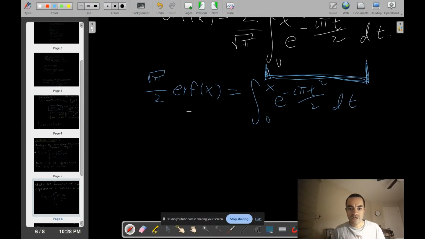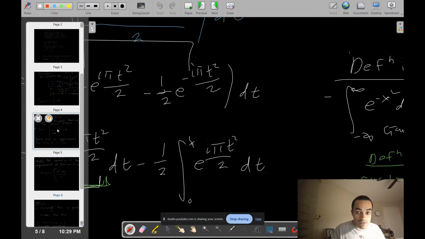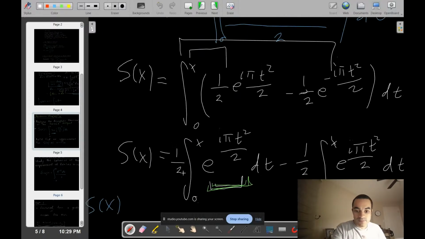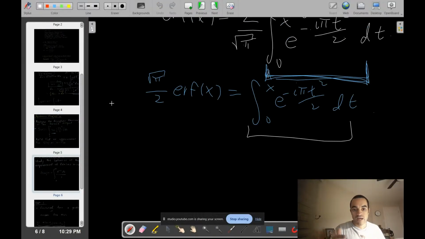Okay, so this is what we've got so far. We got this error function multiplied by root pi over 2. And then we just substitute in, right? If that's what this is equal to, then if we go back to our problem that I located earlier, we just substitute that in here, and multiply by 1/2. So S, the sine function as a function of x, is equal to 1/2 times root pi over 2.